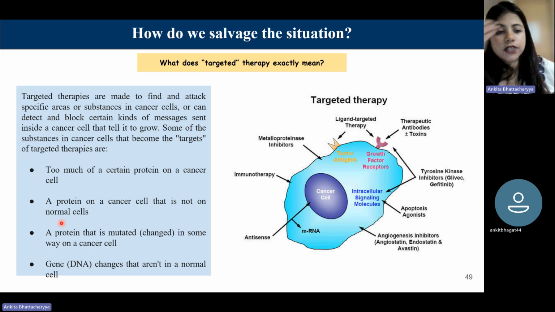They're key strategies for targeting these signaling pathways as well. So one way is that a mutant or a changed protein can be present on the cancer cell. Genes or changes in the DNA that are not present in a normal cell can be considered key targets in cancer.